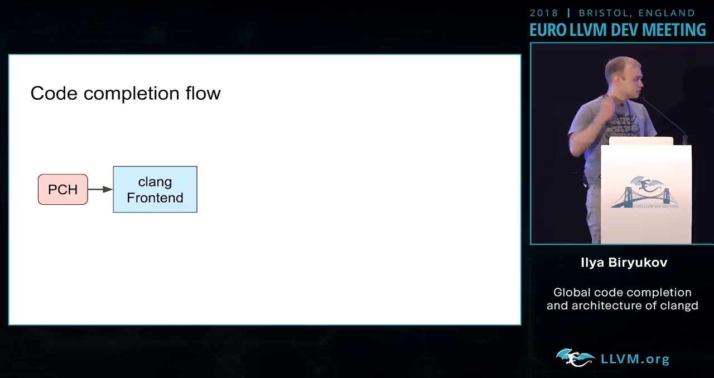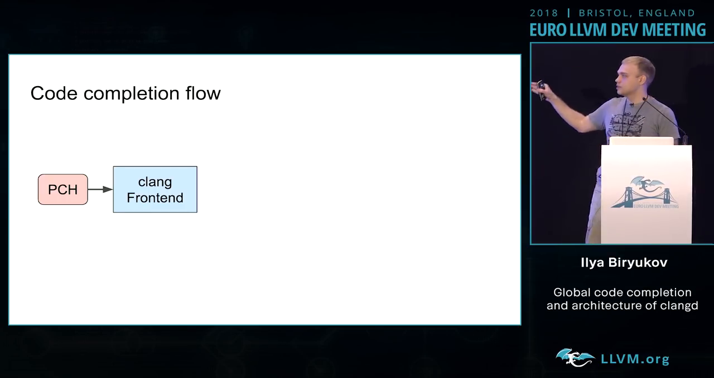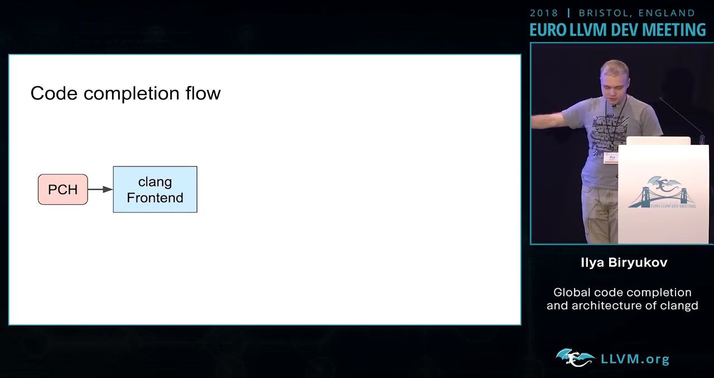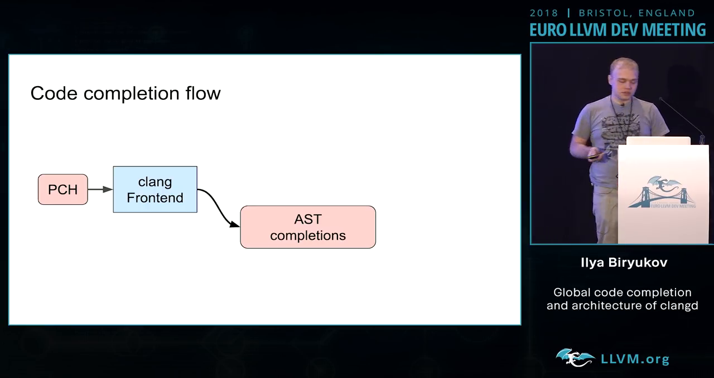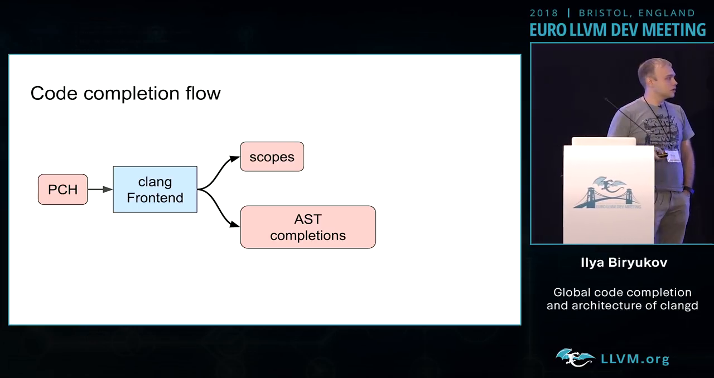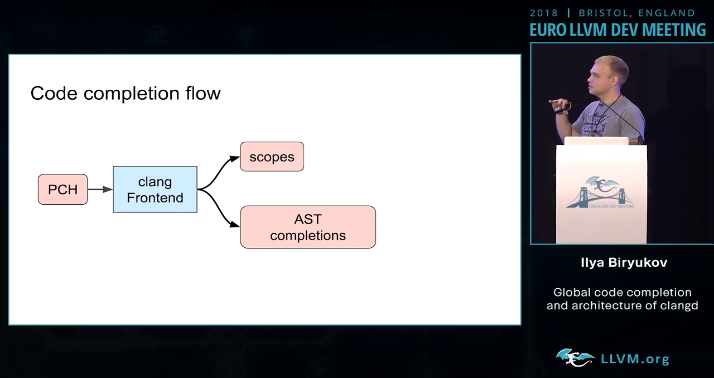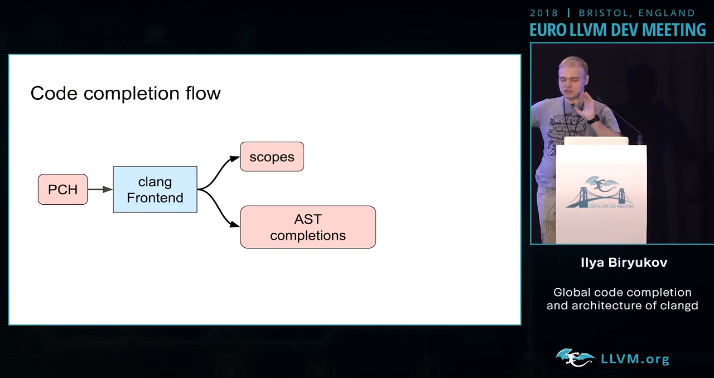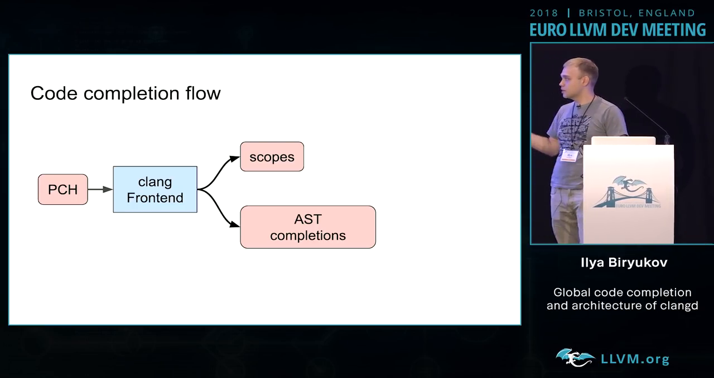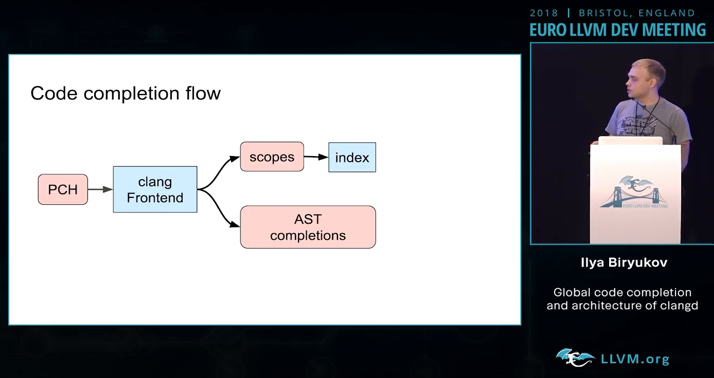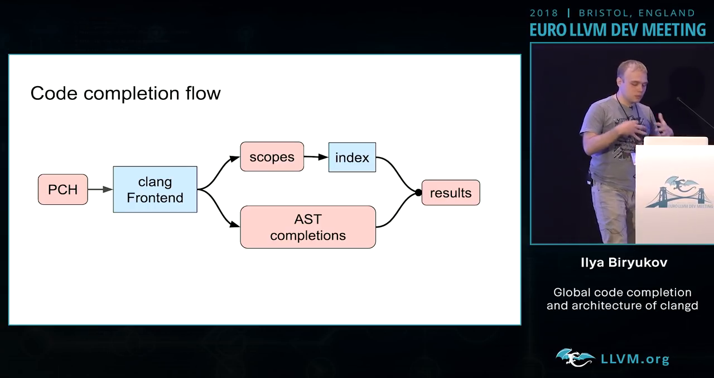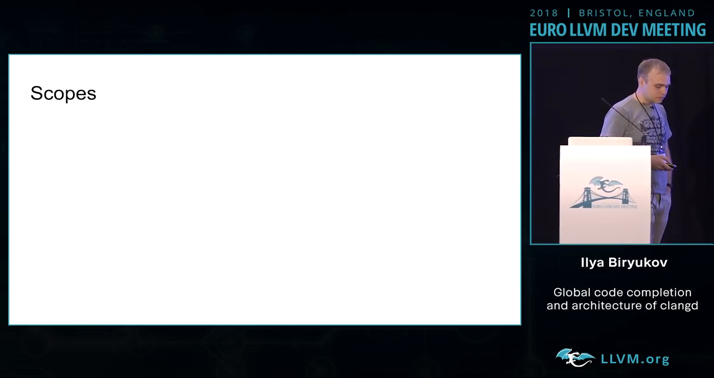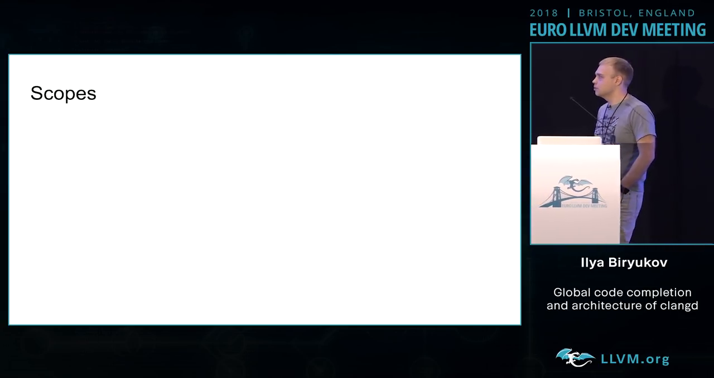And the way we implement that is we first run the Clang frontend, supplying it with the precompiled header to make it faster. This is a very well-known optimization. I'm sure you are all familiar with that. It will give us completions and also the list of scopes that we need to pass as the query to the index. Then we will call the index. It will also give us some results, and we will merge them together with the ones that AST completions gave us. So what are those scopes, and why do we need them?